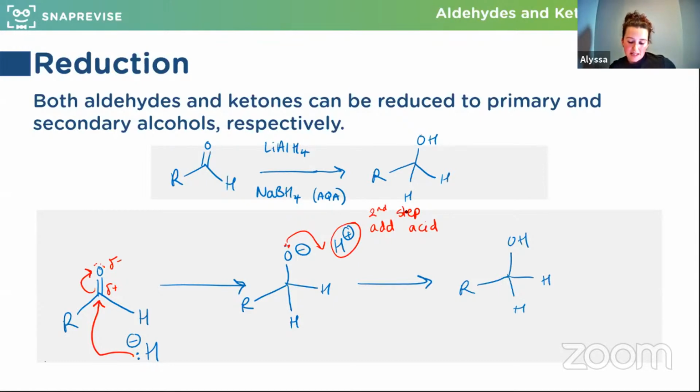Here I have been a bit lazy and I've drawn it to where the bond is going to form. That's probably a degree level thing. That would be accepted. You could say it goes to the hydrogen as well. That would be accepted too.